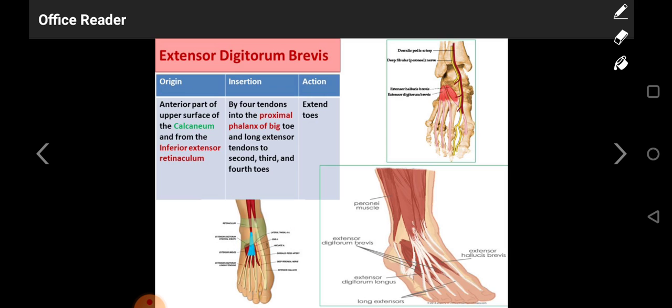The extensor digitorum brevis arises from the anterior part of the upper surface of the calcaneus and from the inferior extensor retinaculum. Insertion is by 4 tendons into the proximal phalanx of the big toe and the long extensor tendons to the second, third and fourth toes. Action is extension of the toes.